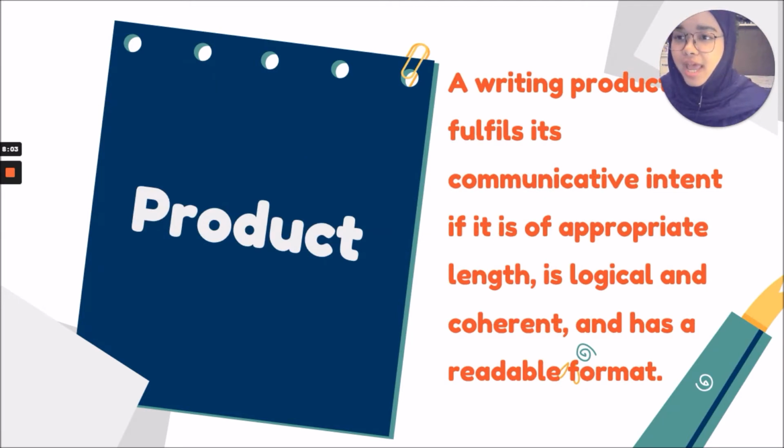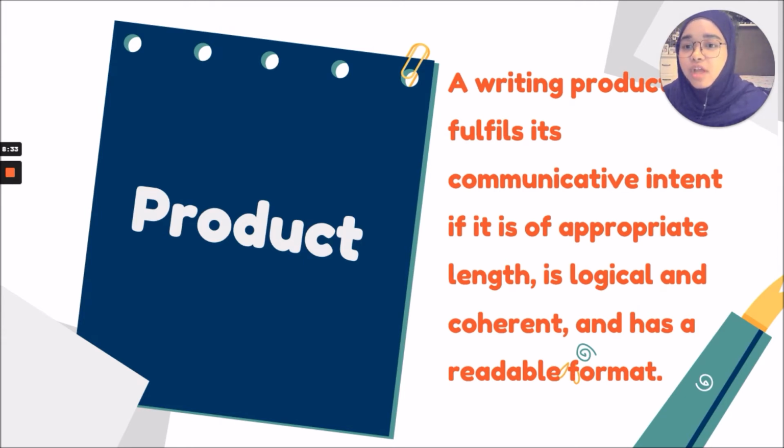Next, we have the product. So an effective writing process should lead to a successful product. A writing product fulfills its communicative intent if it's an appropriate length, is logical and coherent, and has a readable format. So when various conceptual models of writing are compared side by side, 5 product variables seem to emerge.